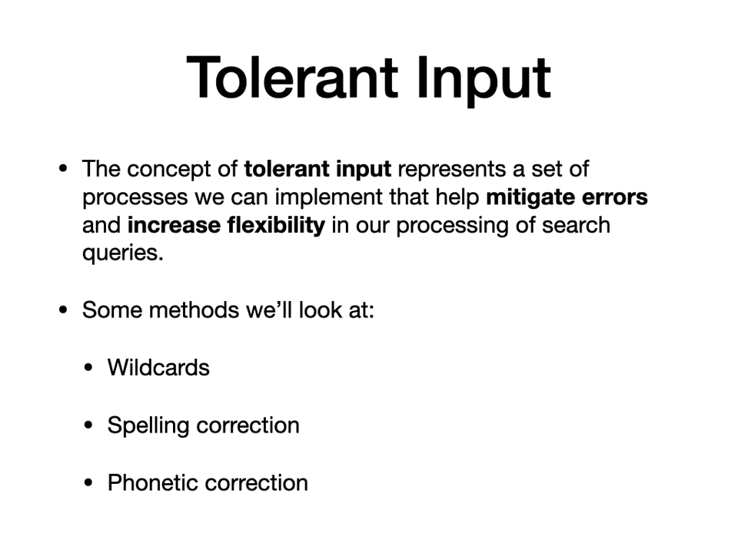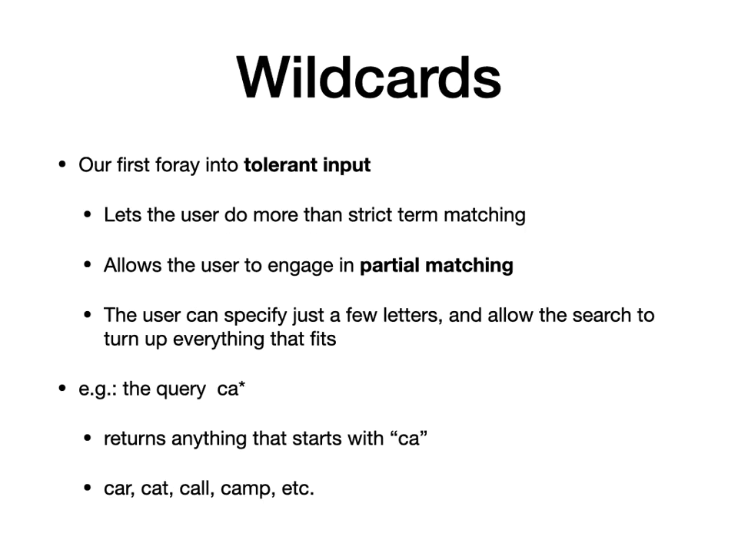So let's talk about wildcards. This is our first step into tolerant input, and it's great. It lets the user do more than just strict term matching. They can engage in partial matching. So they can specify just a few letters and let the system say, okay, I'll go get every term that matches those letters, and then we'll do the search based on all of those terms, right?